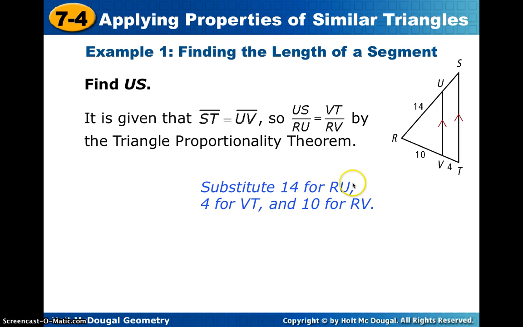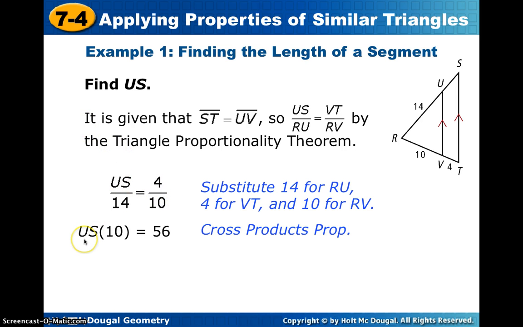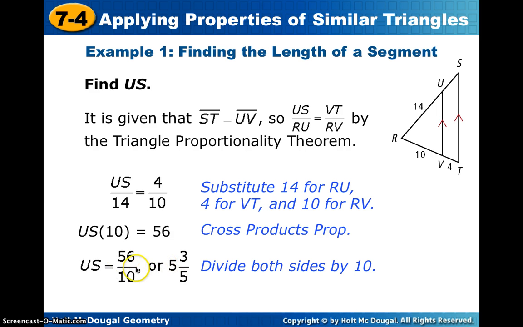So we're going to take this ratio that we have right here, and plug in the numbers that they give us in the problem. Now we have US over 14 equals 4 over 10. Those numbers are right here from the picture. Now we can get the answer by cross multiplying. Multiply on one diagonal, 4 times 14, will equal multiplying on the other diagonal, 10 times US. To get the answer, we simply divide by 10, and we get 56 over 10 for our answer, or 5 3/5.